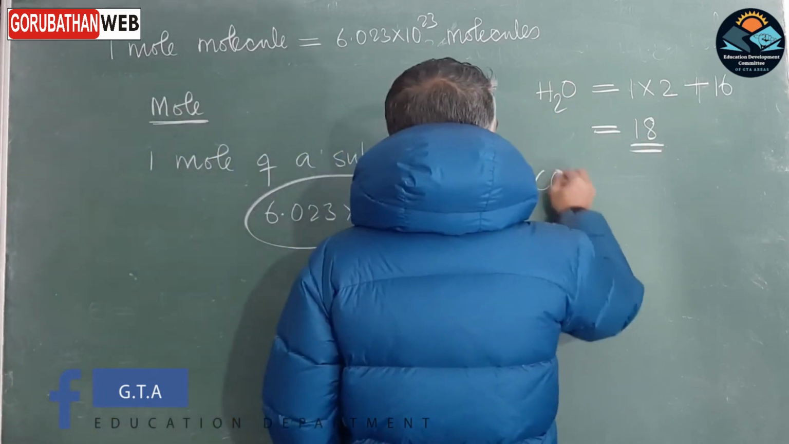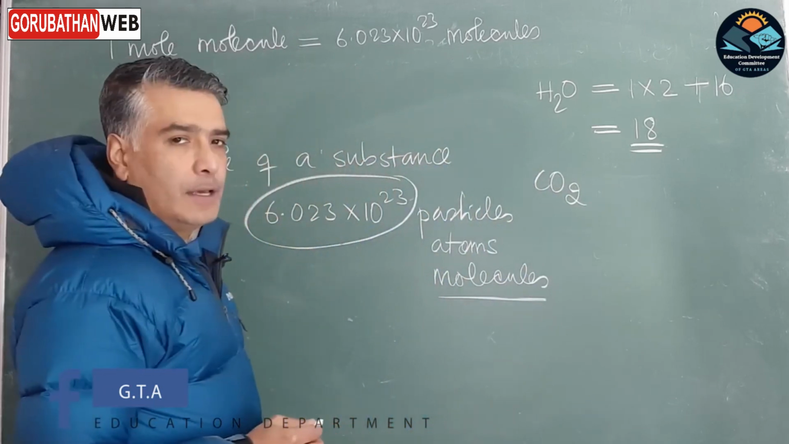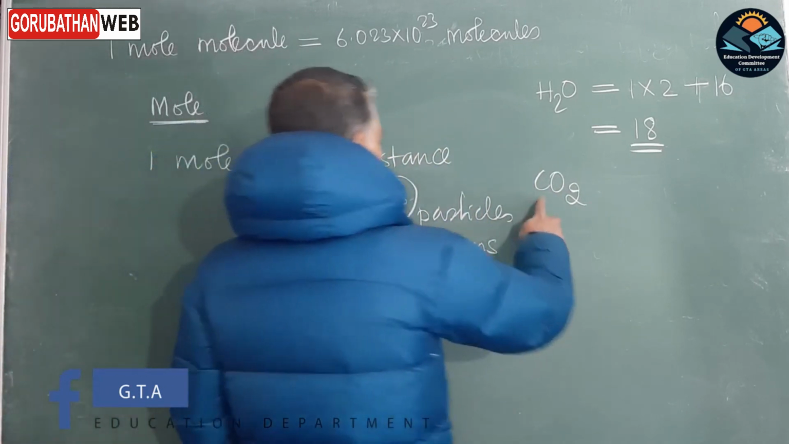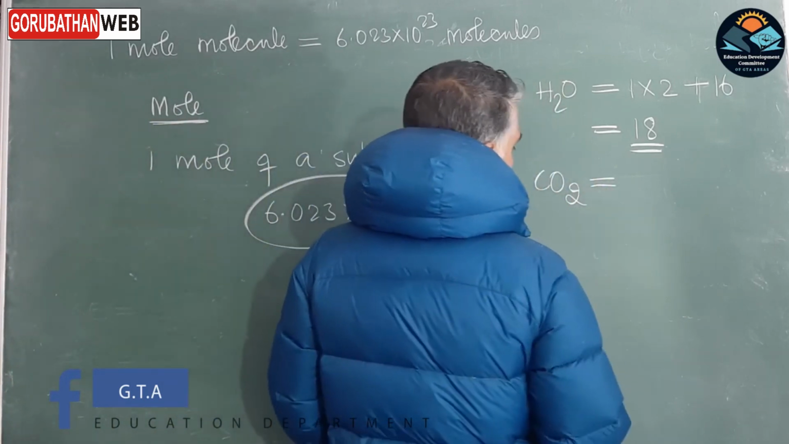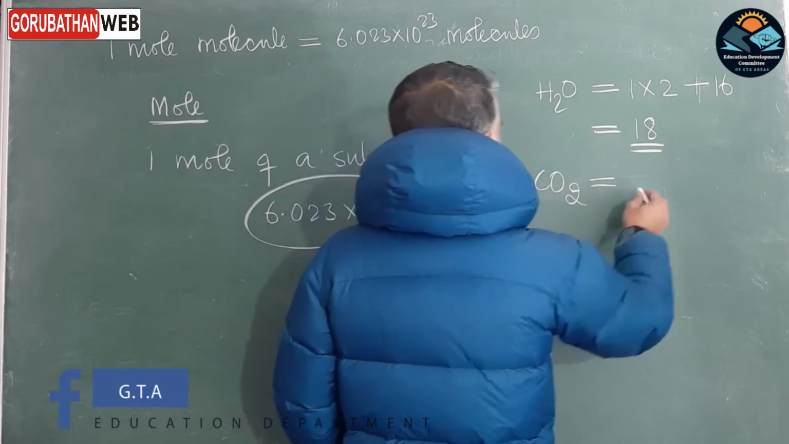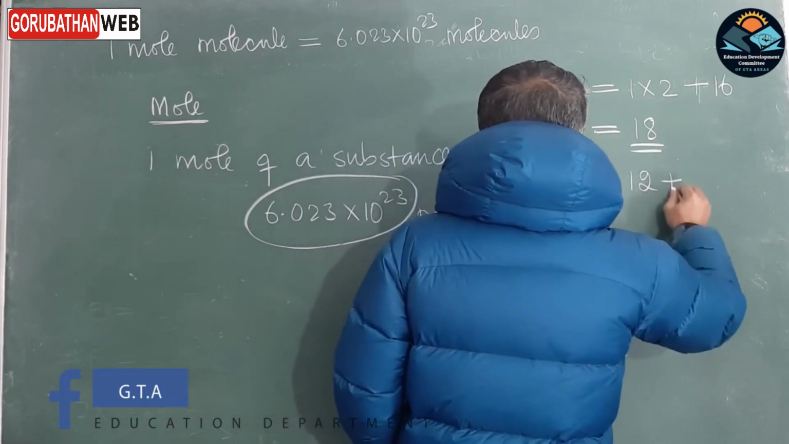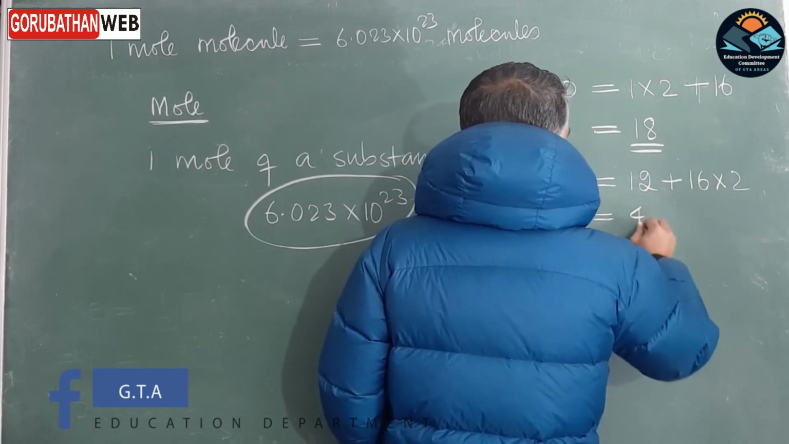Similarly, you can have some other molecules, like I'm taking molecule of carbon dioxide here, and this is the molecular formula of carbon dioxide. We can add the masses of carbon and oxygen atom present in its molecule and find its molecular mass. So carbon's mass is 12, oxygen's mass is 16, but there are 2 atoms, so the net mass is going to be 44.